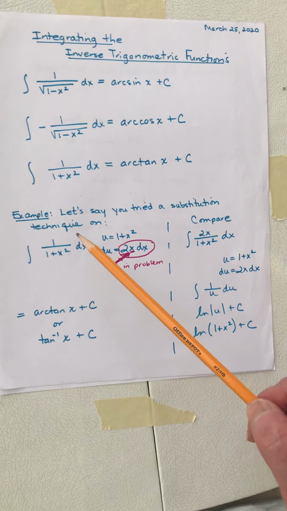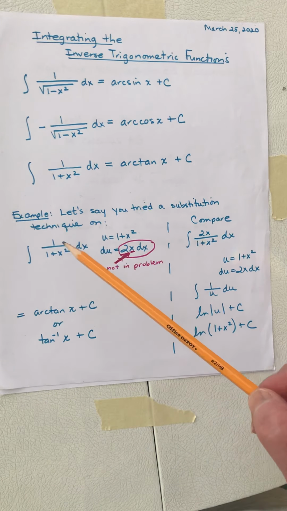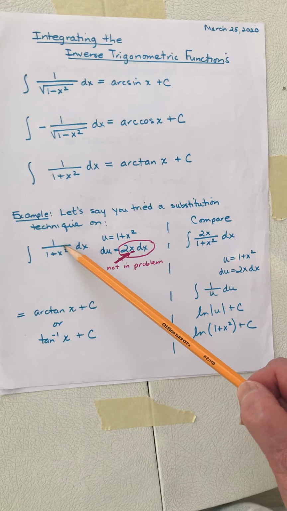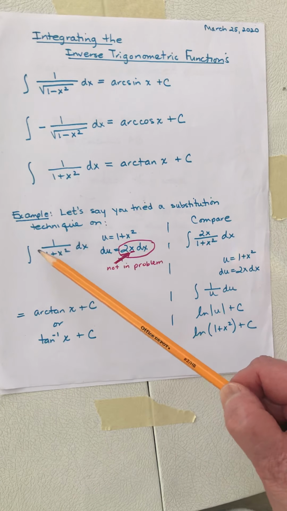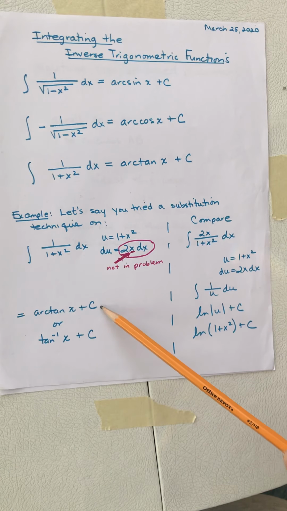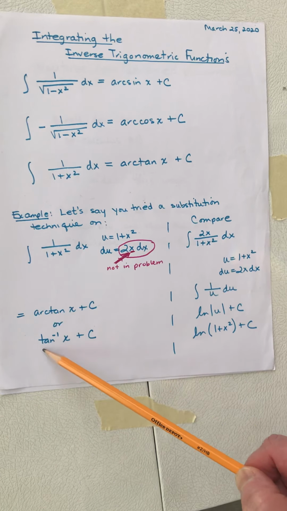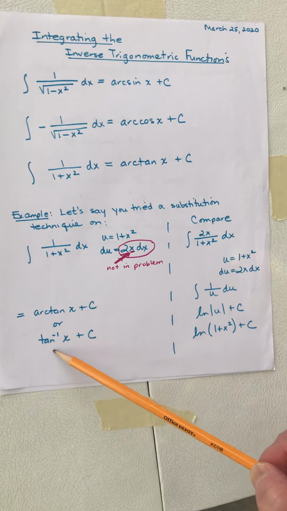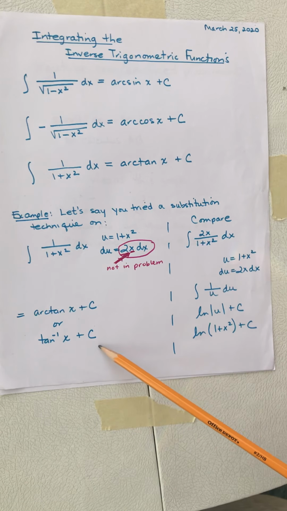And then we think, oh, now I remember, that's the derivative of the arctan. So the integral of 1 over 1 plus x squared is arctan x plus c. Or we could write it as tangent to the negative 1, meaning arctan of x plus c.